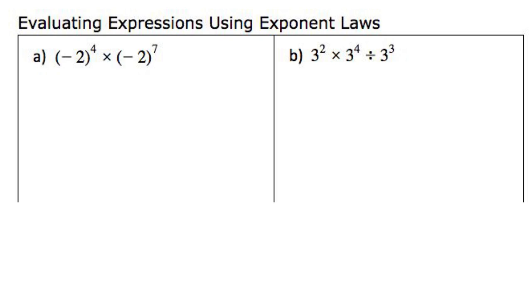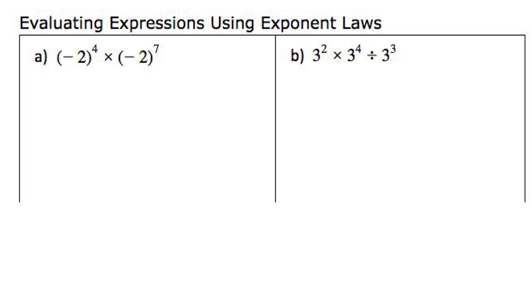All right, so up first we have negative 2 with an exponent of 4, multiplied by negative 2 with an exponent of 7. So for our next step, we know the rule is keep the base the same and add the exponents. So we're just going to show that addition, which will give us a negative 2, an exponent of 11 in this case.